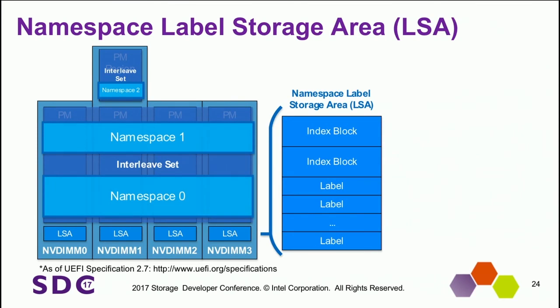Namespaces are defined by labels, which are stored in the label storage area, or LSA, on an NVDIMM. The label storage area is a region in the persistent memory metadata of the DIMM. The label storage area contains a header called the index block, which appears twice at the top of the label storage area. This provides a power-fail-safe method for updating the information in the LSA by alternating between the 2 index blocks when writing. The index blocks contain a bitmap which indicates which labels are in use and which are free. Following the index block is the array for storing the actual namespace labels.